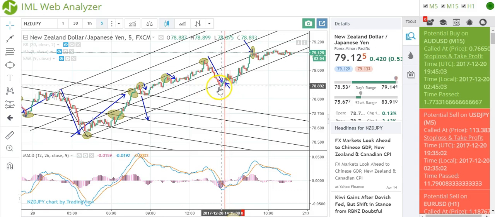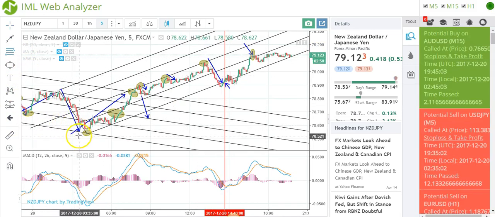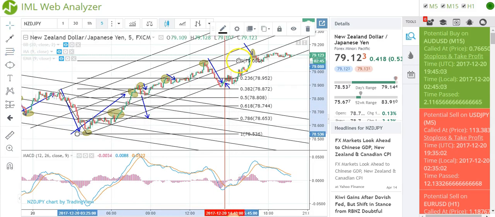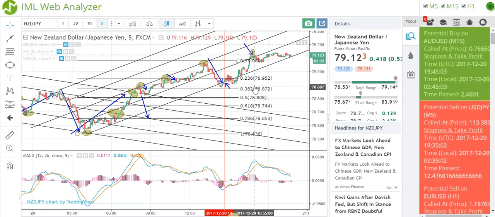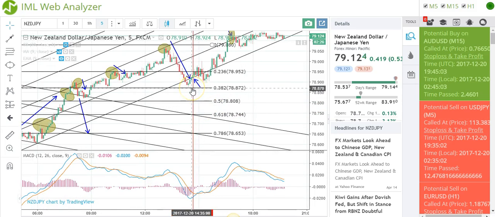Now, once it hit here, it broke my lower parallel, so I was waiting for a buy, but because it broke, I wanted to see if it was going to go in for a sell. Now, all I did was take a fib, placed it at the bottom, top, and as you can see, where it broke through, there's a major level, 38.2, so I was waiting to see what it was going to do, if it was going to break the 38.2 and I get it for a sell, or if it was going to touch it and go back up. As you can see, it touched the 38.2 and went back up.